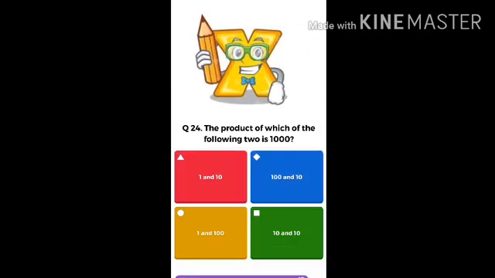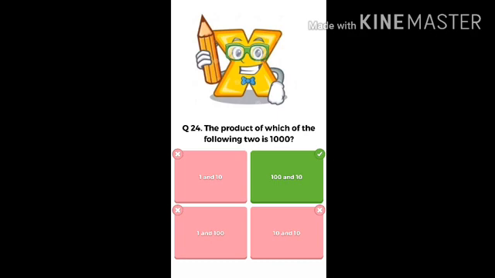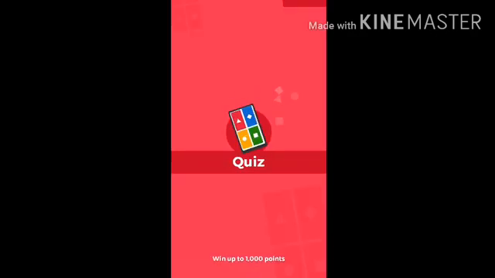The product of which of the following two is 1000? Product means the answer of the multiplication. So 10 multiplied by 10 is equal to 100. 1 multiplied by 100 is equal to 100. 1 multiplied by 10 is equal to 10. And 100 multiplied by 10 is equal to 1000.